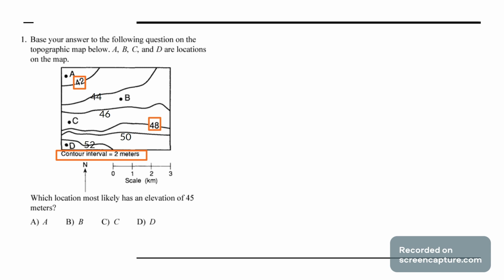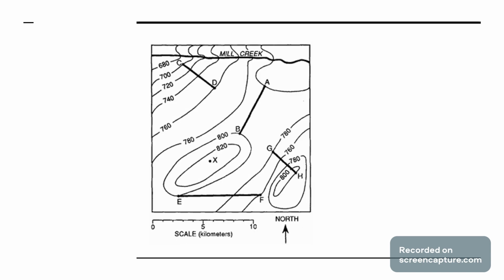So when it's asking which location is likely to have an elevation of 45 meters, we're going to pick the one right between 44 and 46, which is B. Bingo, giving us our correct answer. So here is another map that you might see in the future. What I'd like you to do is to figure out the contour interval.